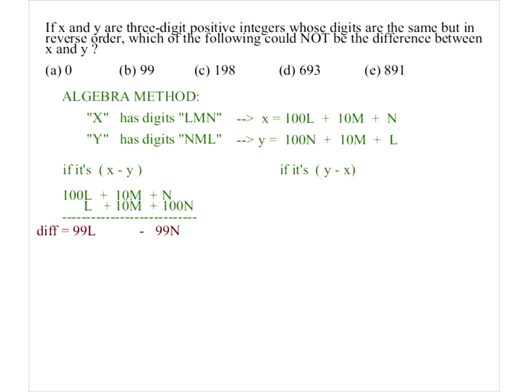If you do it this way, then it's Y on top. So Y is L plus 10M plus 100N. And then X is this.